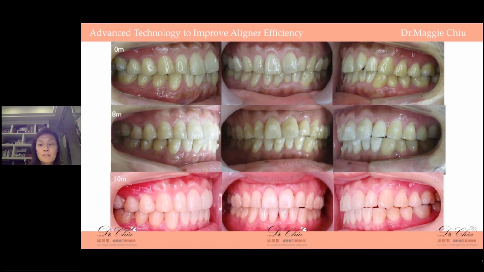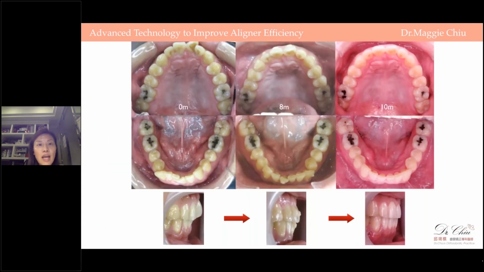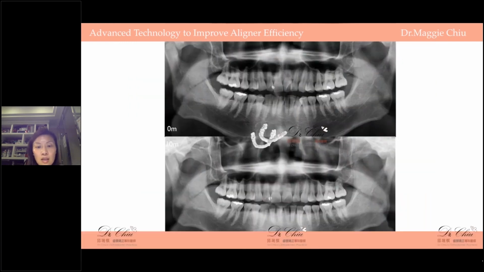Okay, but the final position looks good, as you can see here. After 8 months, the crowding is solved about 80%, and at 10 months we're able to fix the upper and lower anterior crowding for him with healthy gums and no recession, and the root axis is good. The teeth look very stubborn, so I asked him to wear the aligners as long as possible.